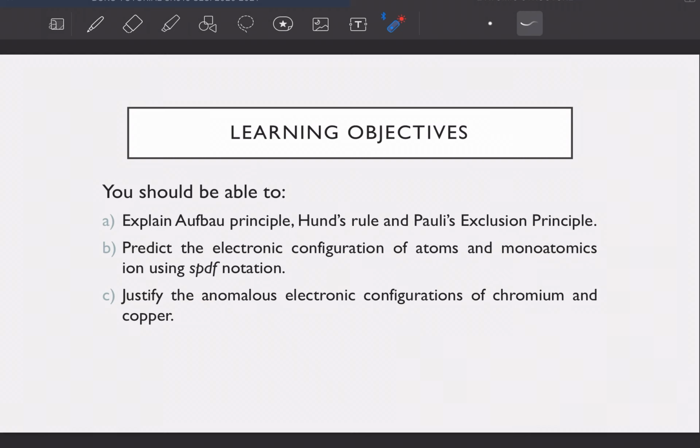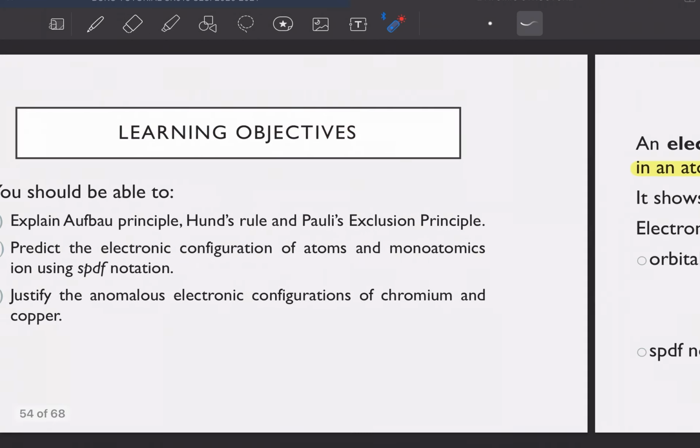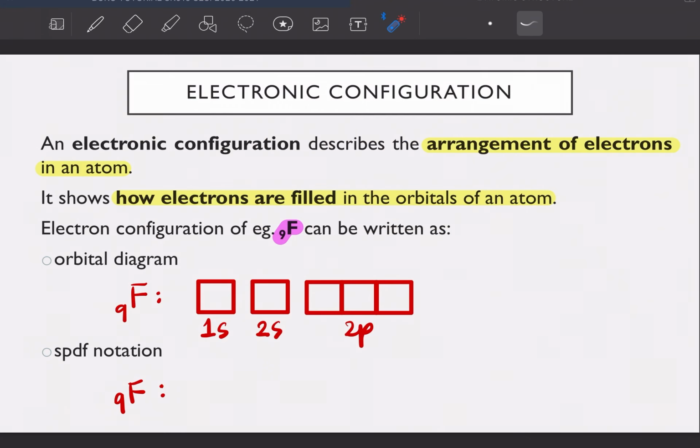Another two things that you will learn is actually a refresh of writing your electronic configuration in the SPDF notation and your orbital diagram. I think you learned this in SVM, so it will be just a refresh. So electronic configuration, what is it? It is something that describes the arrangement of electrons in an atom. So it will show how your electrons are filled in the orbitals of your atom.